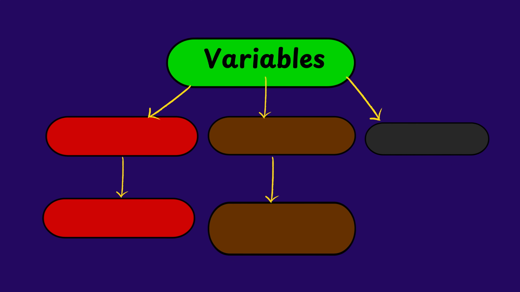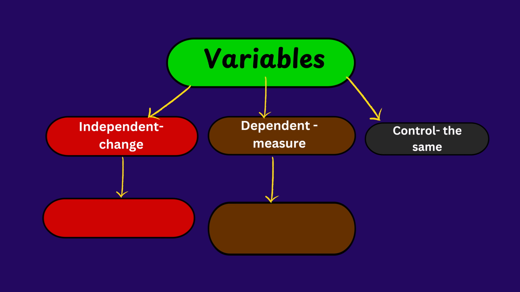Let us now look at the variables of this practical. So you have the independent variable, this is the variable that is changed, the dependent variable, the one that is measured, and the control variables, the variables that must remain the same throughout the practical.